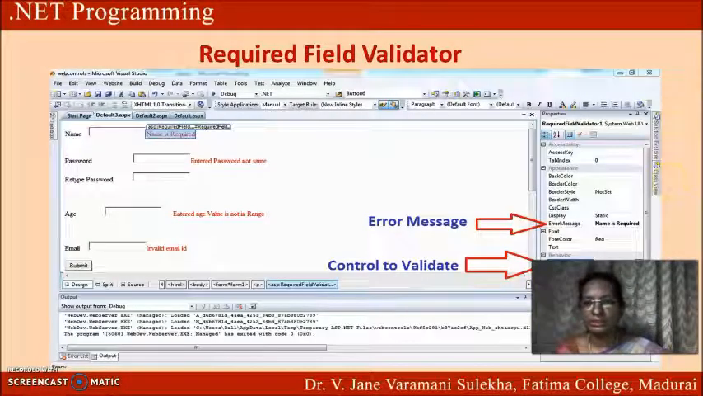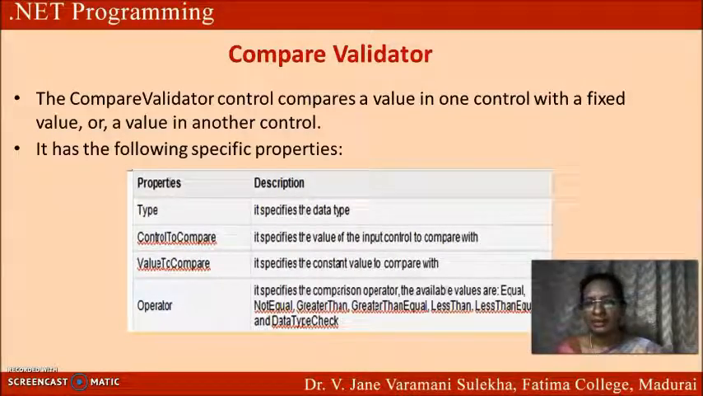So this is the Visual Studio screen. In this particular screen, when you click that particular required field validator, you will see the properties on the right hand side. Here you have to give the error message, name is required, and control to validate is text box 1. The second one is compare validator.